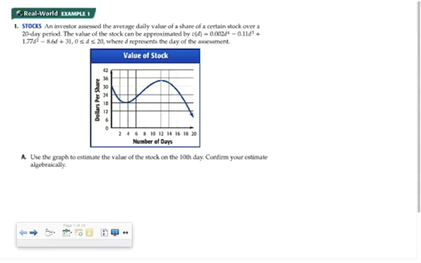So what you're being asked in part A of this problem is to use the graph to estimate the value of the stock on the 10th day. So we look at our graph and we find the 10th day. So the 10th day is about here. And where that x value of 10 is crossing our graph, it looks like it's approximately 32, 33. So we would say approximately maybe $32.